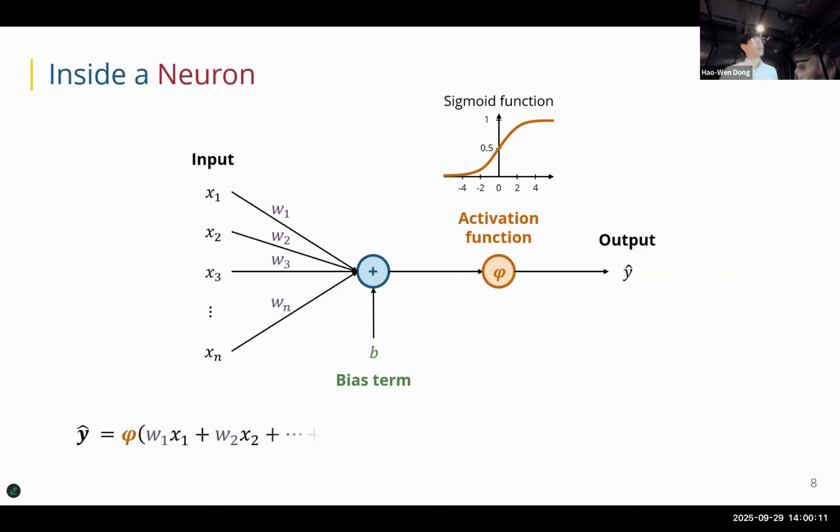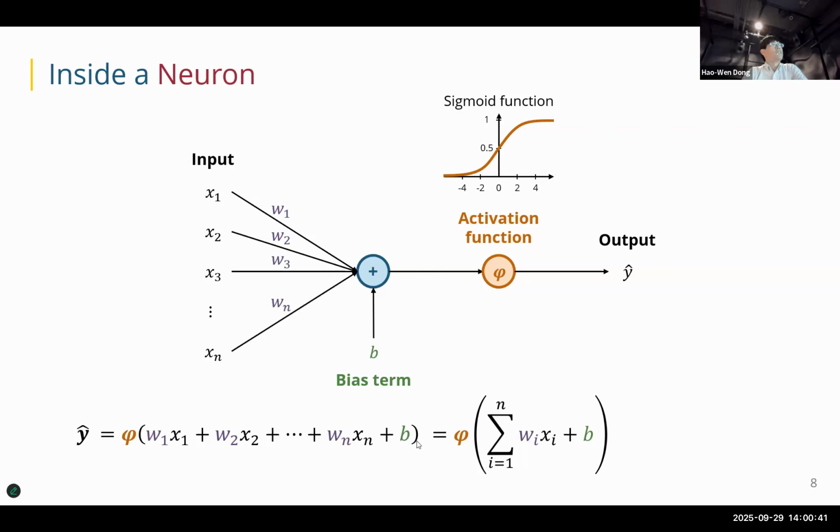So this is basically what it looks like for a neuron. We can write it into something like this: a weighted sum of all the input values, x1 all the way to xn, weighted by w1 to wn, plus b. So this is basically a linear combination of all the inputs plus a bias term. And then it will go through this activation function so that you get the outputs.